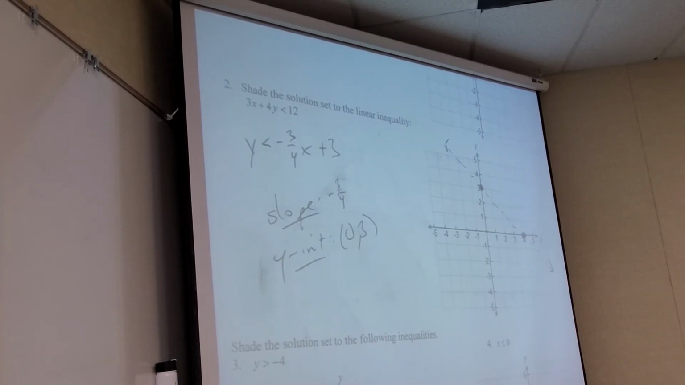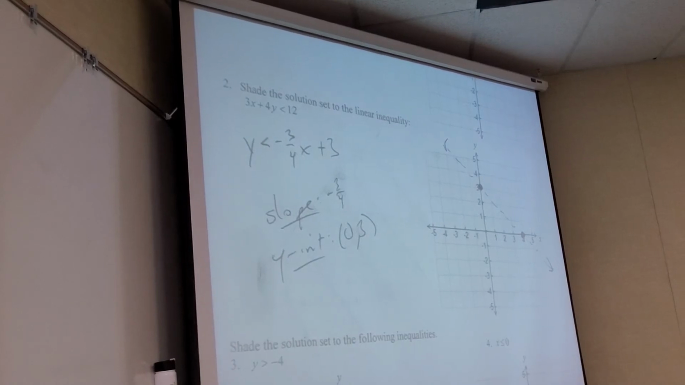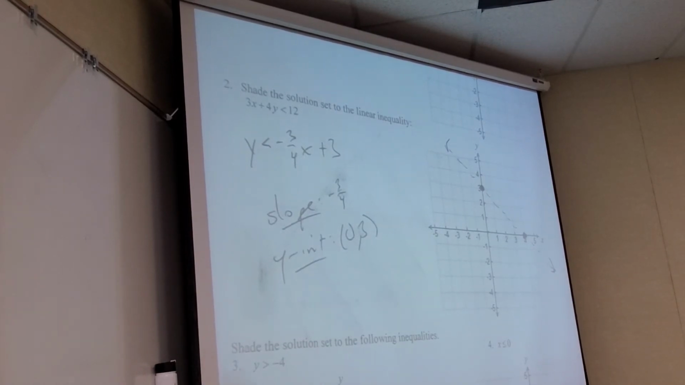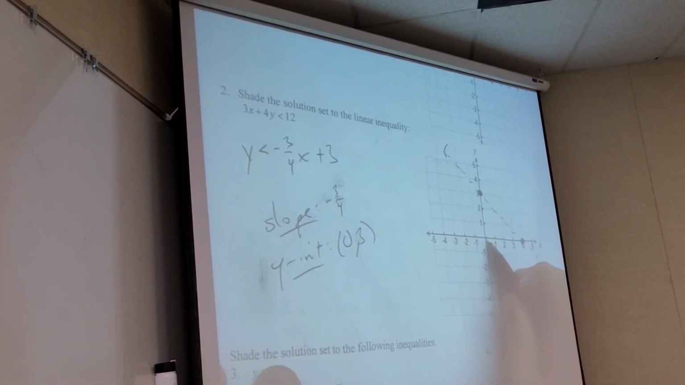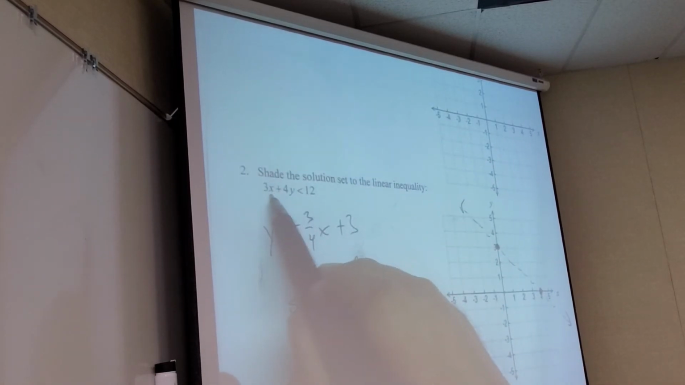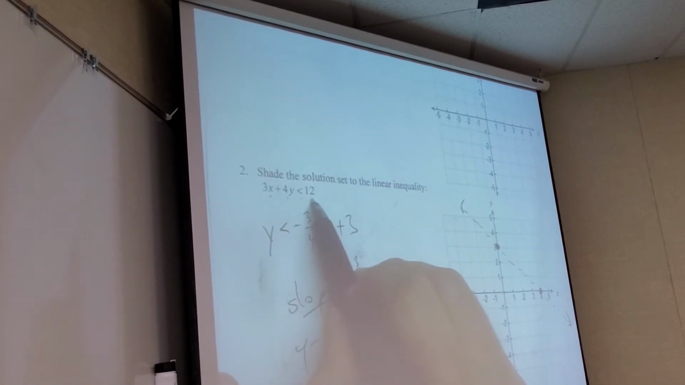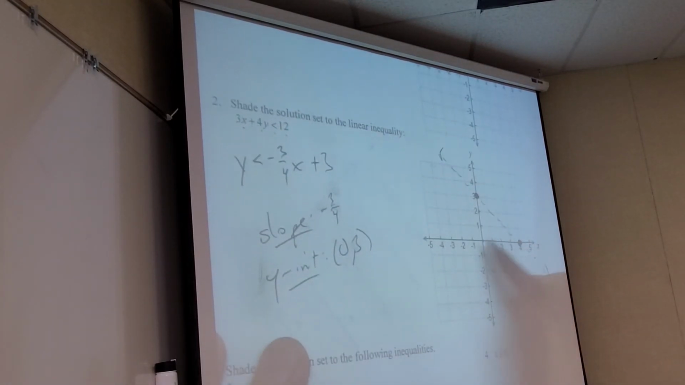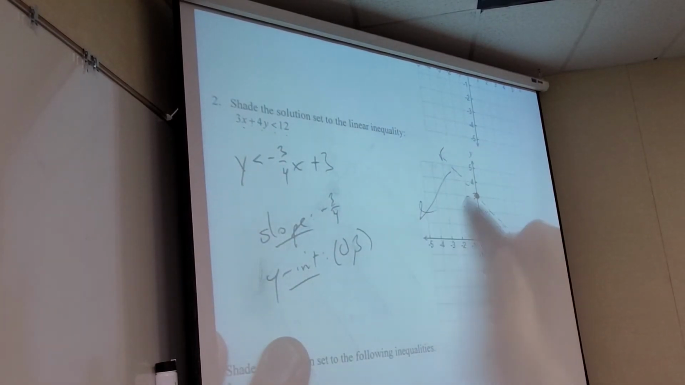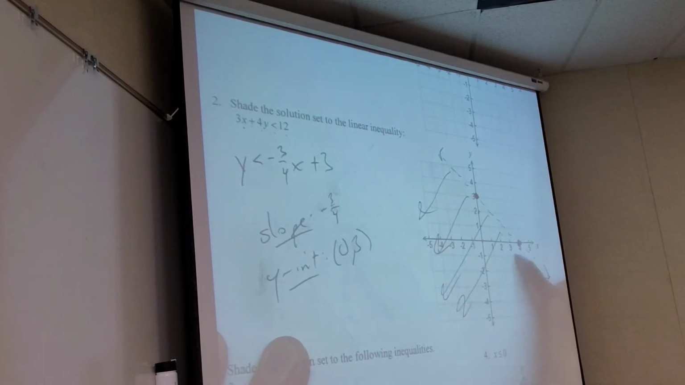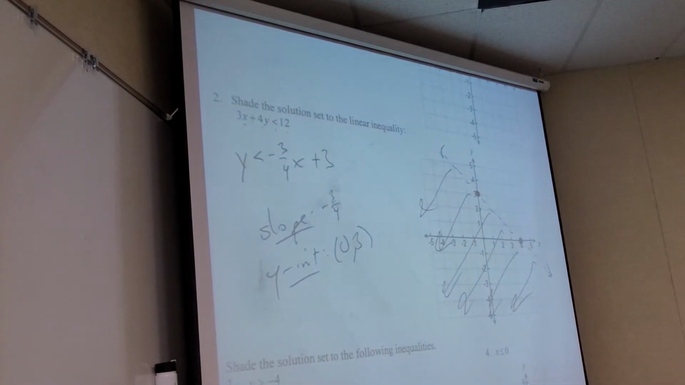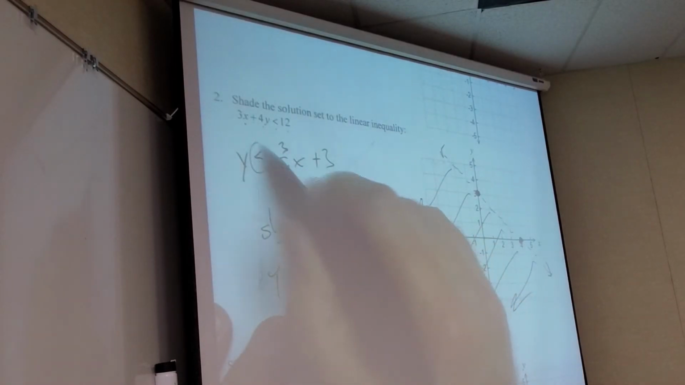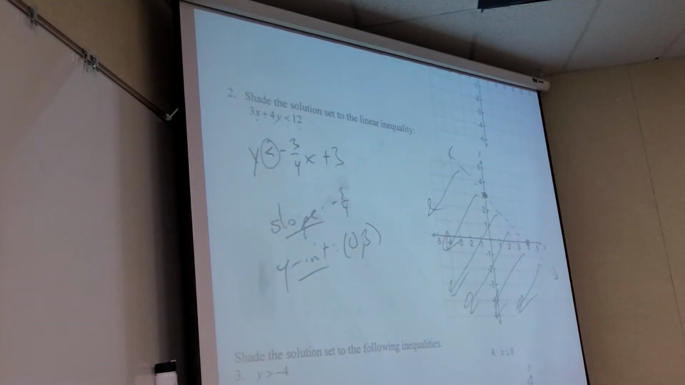And now I have to figure out which side is yes, which side is no, which side works, which side doesn't. So if 0, 0 is an option, when I put 0 plus 0, is that less than 12? So which way do I shade? 0, 0 worked, so I'm going to shade in the direction of 0, 0. It's on the side that works. Or if you look at it my way, less than, down. Bam.